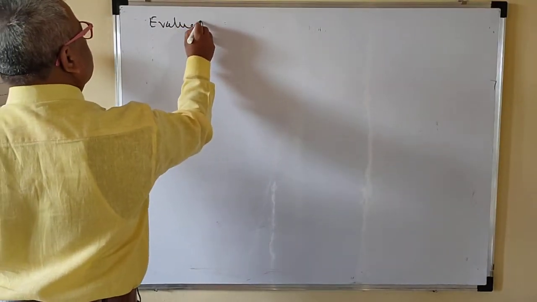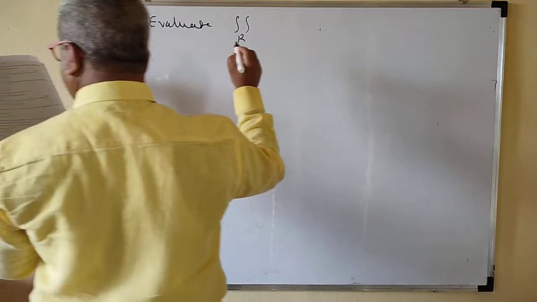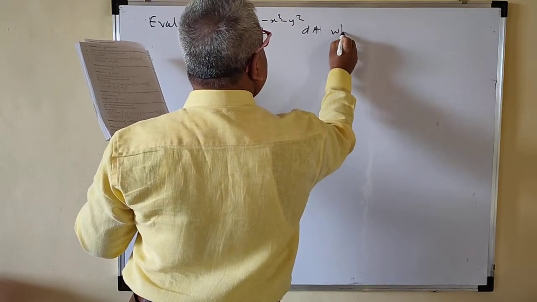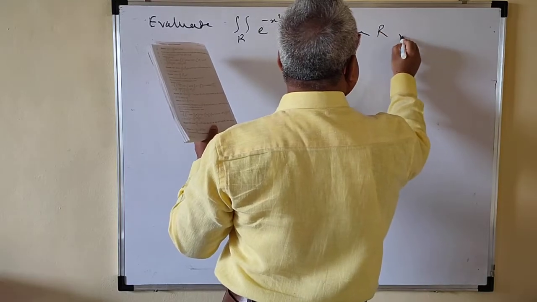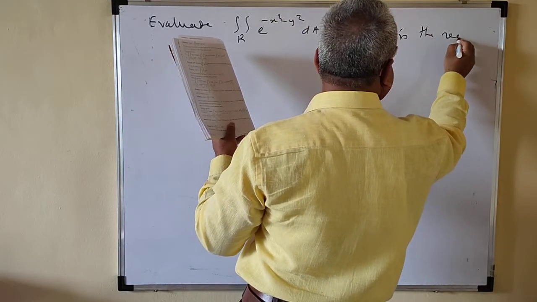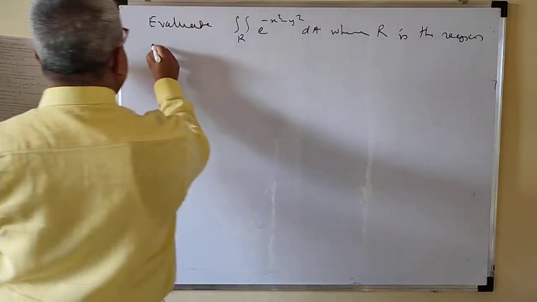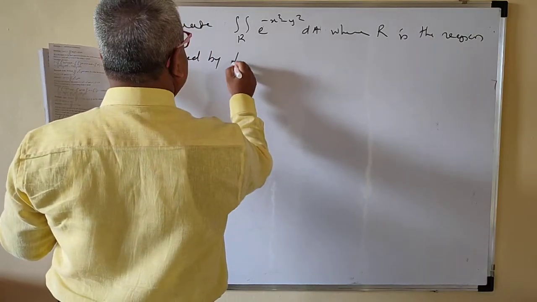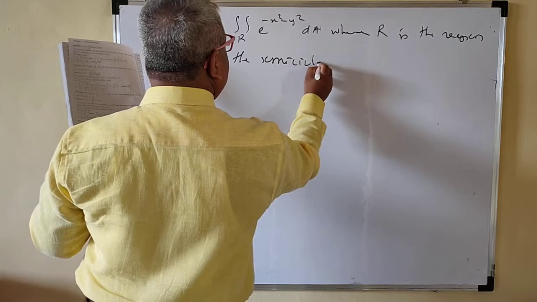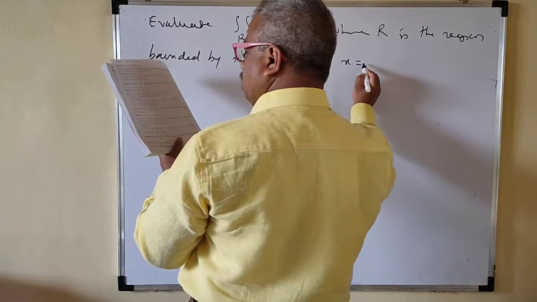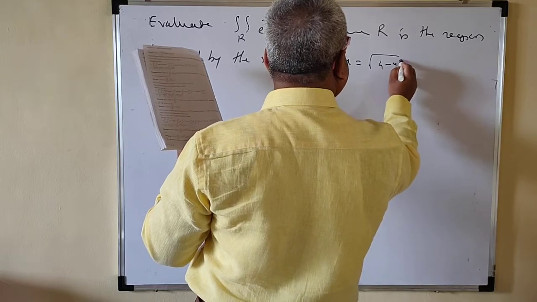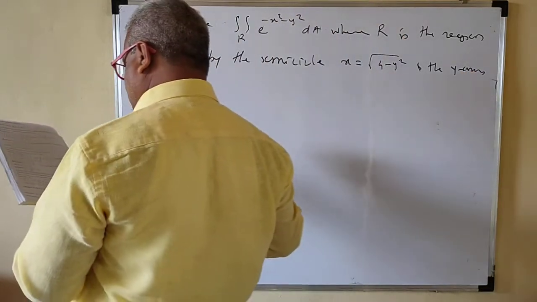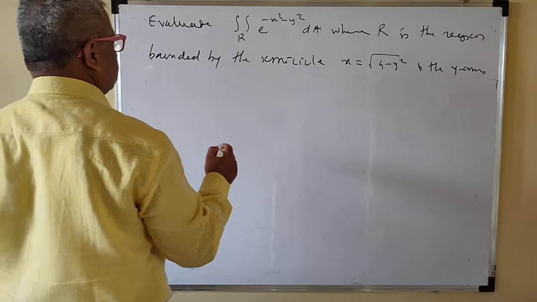Evaluate the double integral over R of e raised to minus x square minus y square dA, where R is the region bounded by the semicircle x equals root of 4 minus y square and the y-axis. So, solution.